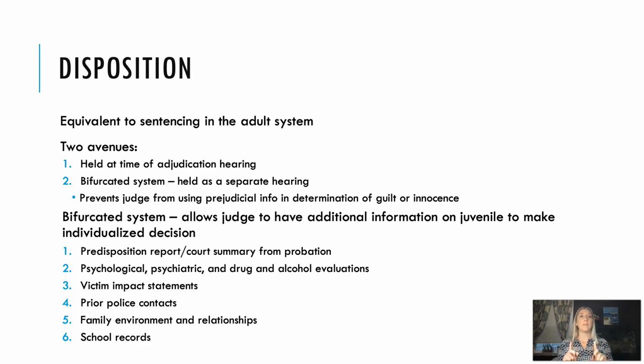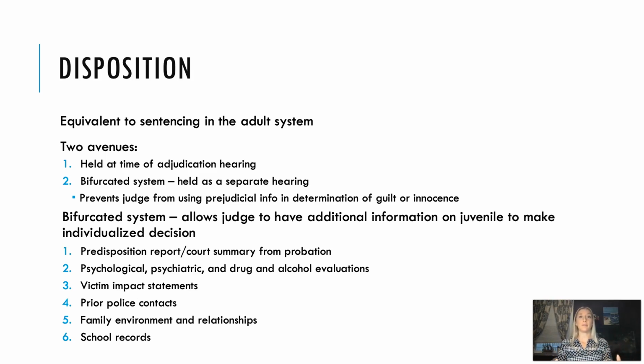You can also have a bifurcated system, and this is where you hold a separate hearing for disposition. Usually it's going to be within 20 days of an adjudication hearing, 20 to 30 days. There's certain rules in certain states for how long or how soon it has to occur after an adjudication hearing. But the pro to having a bifurcated system is that it prevents the judge from having prejudicial information when they're making the determination of guilt or innocence on that youth.